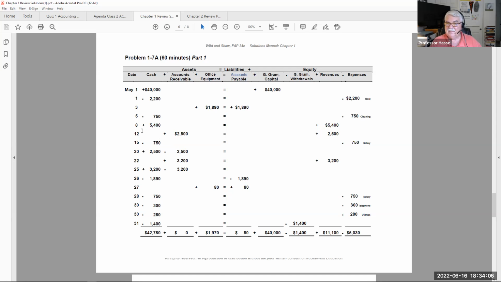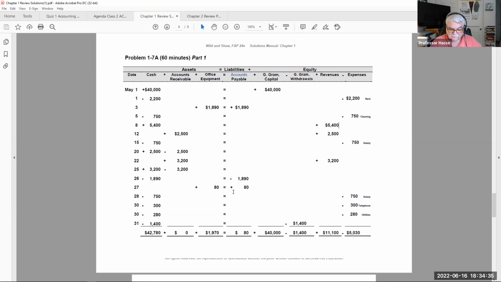The company provided consulting services for a client and collected $5,400 of cash. They deposit that cash in their bank account, an increase, and they now have received increases of equity called revenue, $5,400. Money coming in, revenue; money going out, expense.